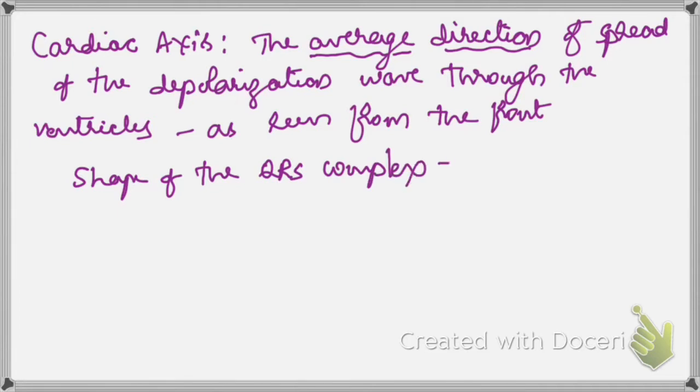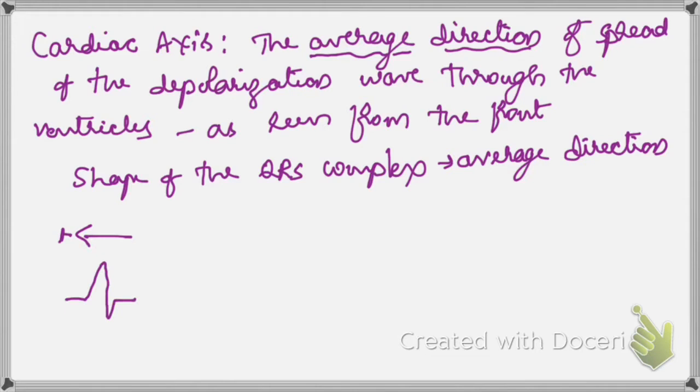The shape of the QRS complex actually determines the average direction, whether it is towards the left ventricle or predominantly towards the right ventricle. The shape will describe the average direction, which I'll discuss in detail later.